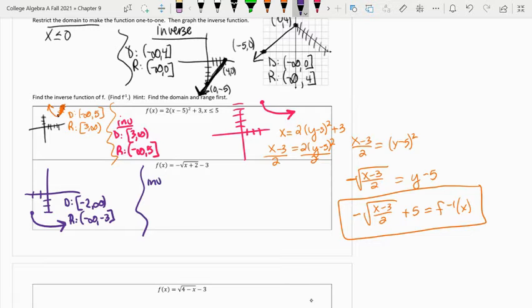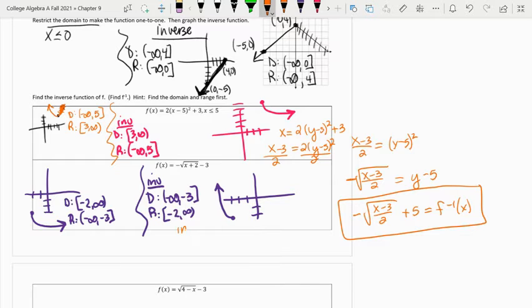So in the inverse, my domain now is negative infinity to negative 3. My range will be negative 2 to infinity. Let's get a sketch of that. So negative 3, negative 2. My domain is everything to the left, and my range goes up. So this thing is going to do something like this.